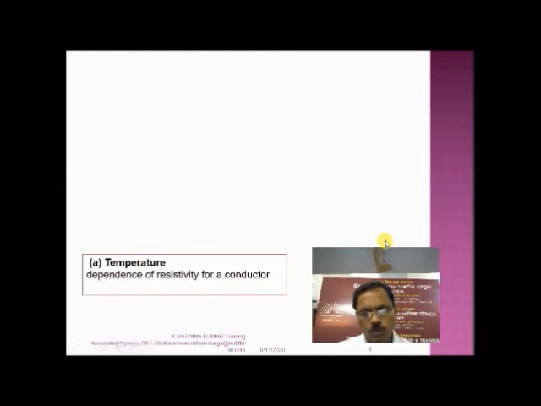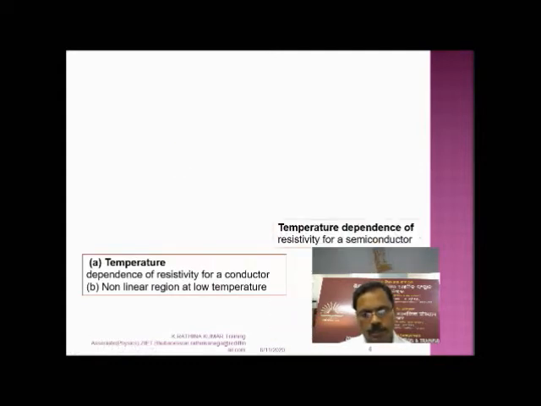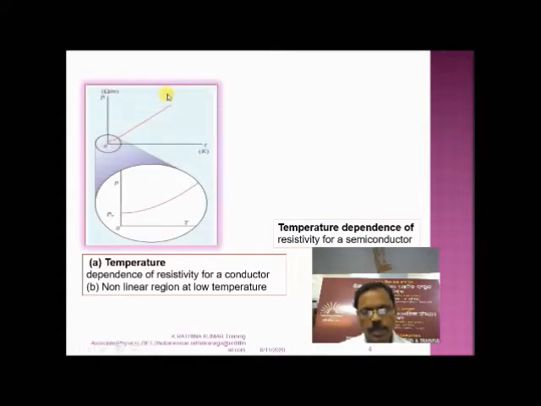Then next we can go through the temperature dependence of the resistivity for the conductor in graphical representation, the non-linear region at low temperature graph we are going to see, and the temperature dependence of the resistivity for a semiconductor. This diagram shows the variation of resistivity with temperature. The first diagram is almost a linear curve, and the second is non-linear at low temperature.